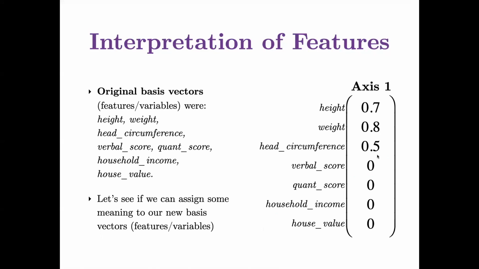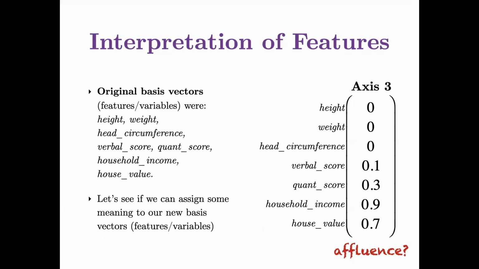makes our life a little easy because there are zeros for the last 4 variables. And so I just have to come up with, what is it about height, weight, and head circumference that is all related. So you might call that size. The second axis has zeros for the first 3 variables and non-zeros thereafter. However, it's clear that the largest numbers combine verbal score and quantitative score. So perhaps you might say ability or aptitude or test-taking ability. And then the final axis combines household income and house value. And perhaps we might call that affluence.